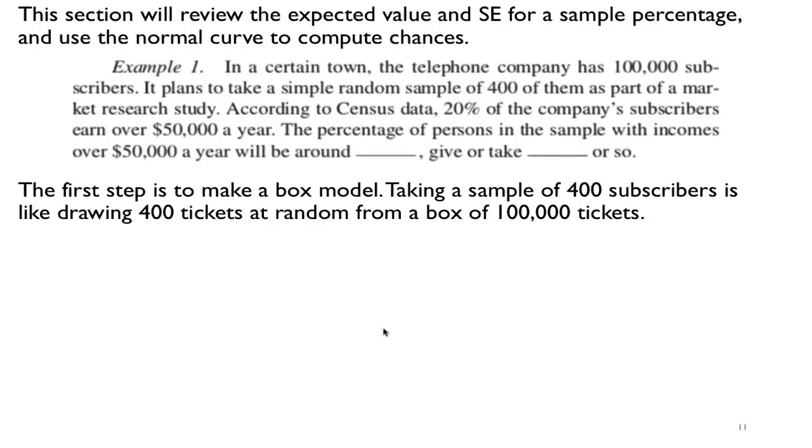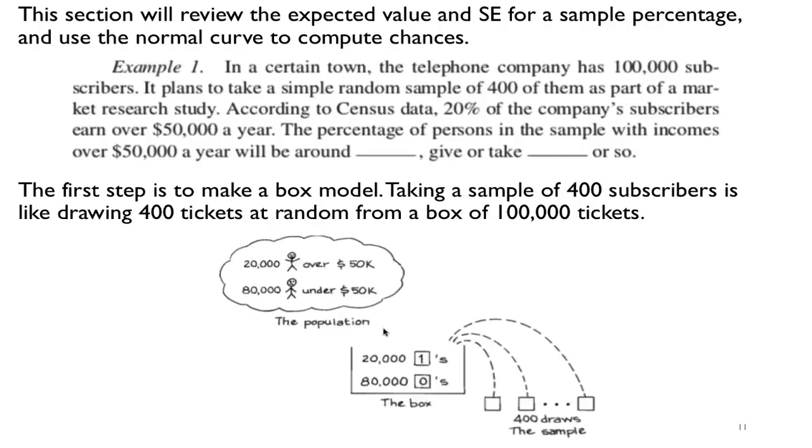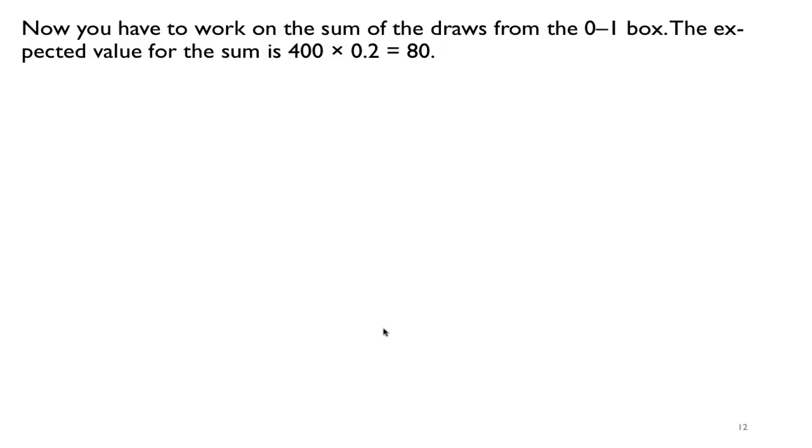Again, this box contains the entire 100,000 people, and because we know 20% of them earn at least 50K, we know that 20,000 tickets would be ones, and then 80,000 would be zero. And now we're going to pick 400 tickets from this box. Then we can find the expected sum. Because 20% of 400 is 80, we expect that we get 80 tickets to be ones.